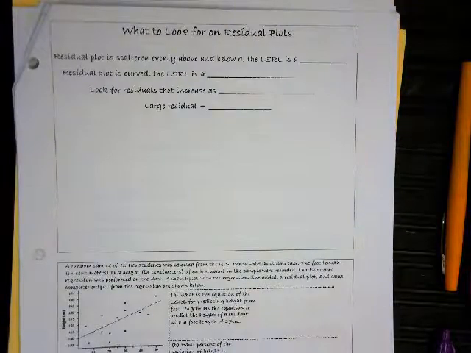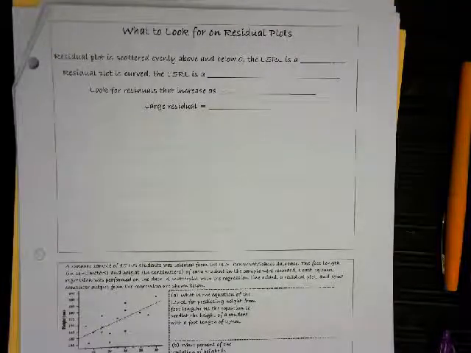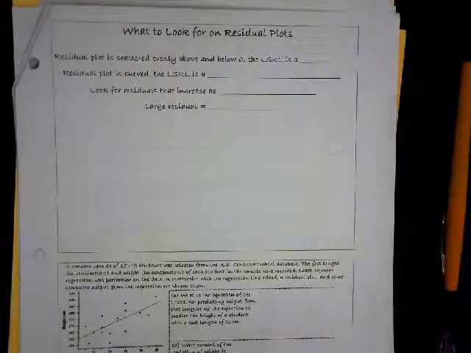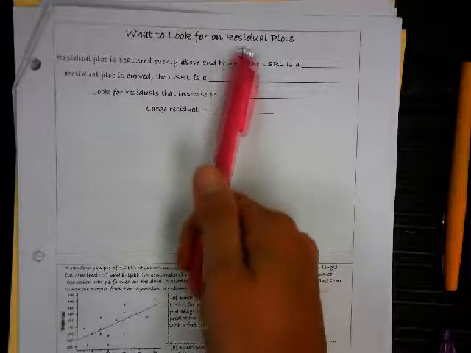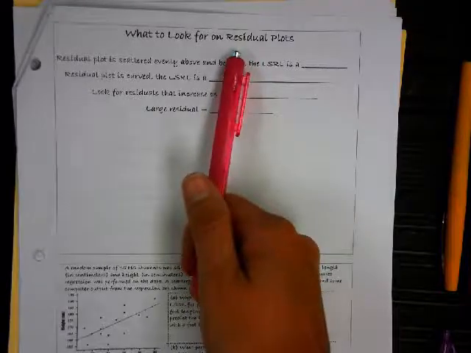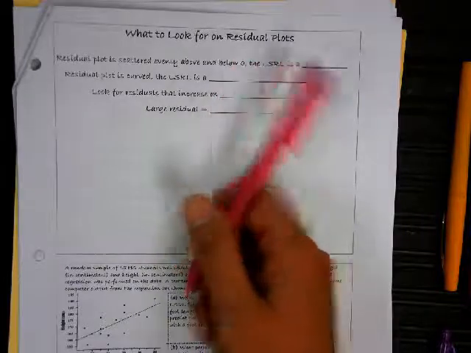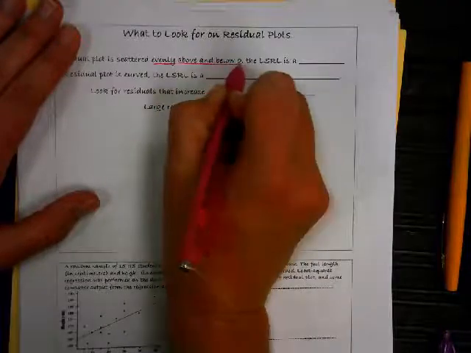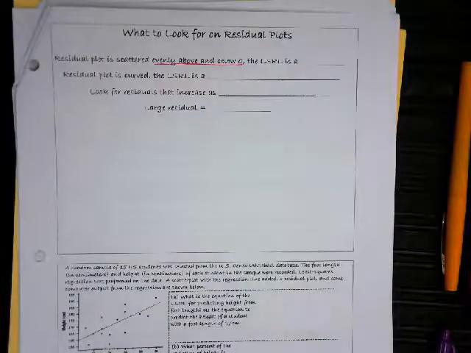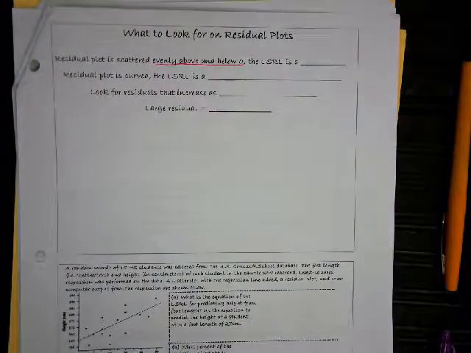From a previous year, and I added a little extra to yours, which I will add to this. But yours has pre-printed that mine doesn't. I kind of touched base on this last time. What you want to look for with residual plots is that it is scattered evenly above and below the x-axis, so above and below 0. And that tells you your least squared regression line is a good fit.